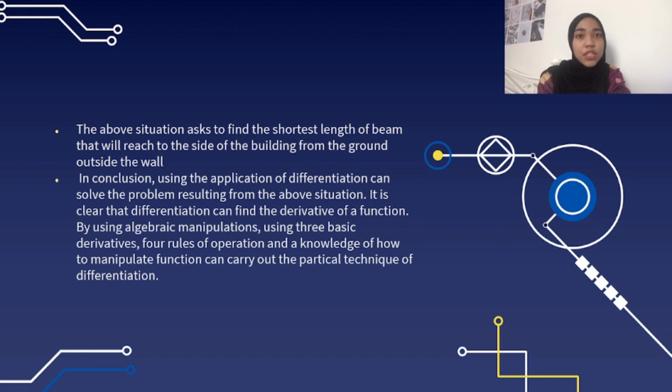The above situation asks to find the shortest length of beam that will reach the side of the building from the ground outside the wall. In conclusion, the application of differentiation can solve the problem in the above situation. It is clear that differentiation can find the derivative of a function by using algebraic manipulation, using 3 basic derivatives, 4 rules of operation, and a knowledge of how to manipulate functions to carry out the practical technique of differentiation.